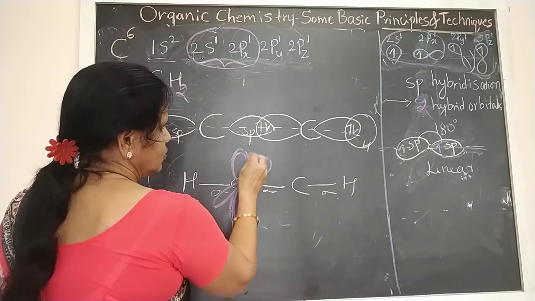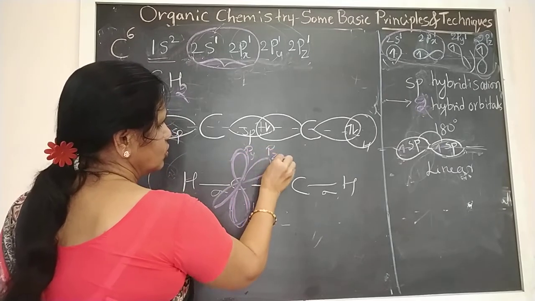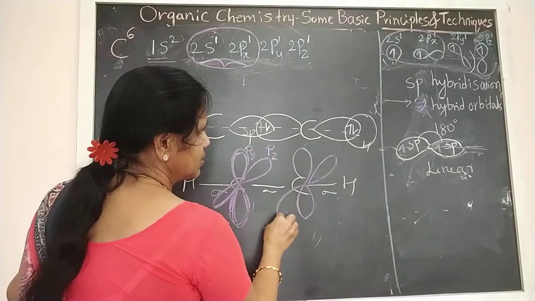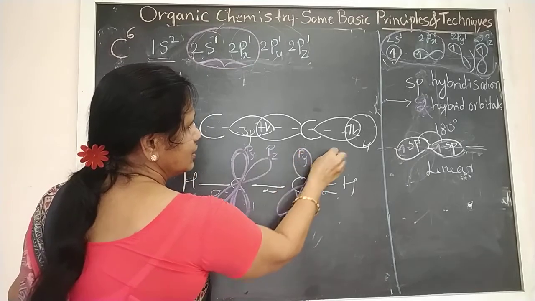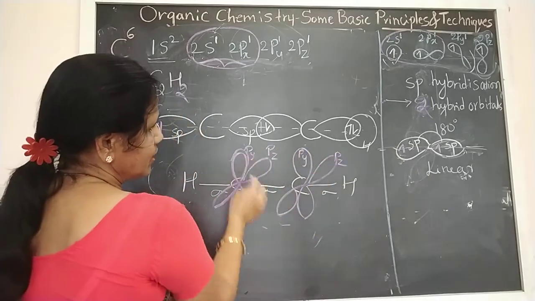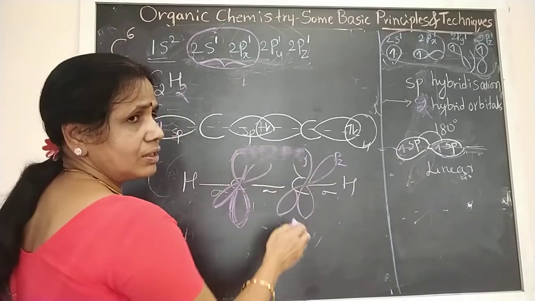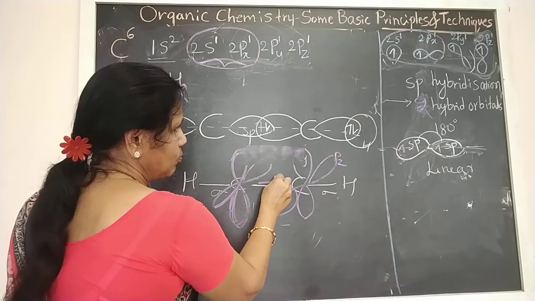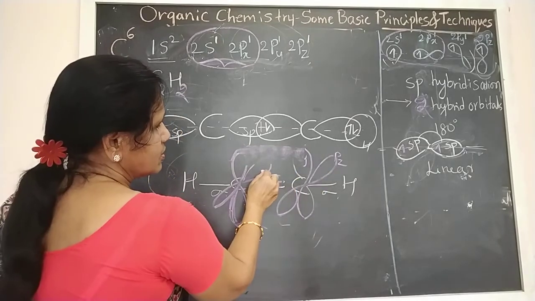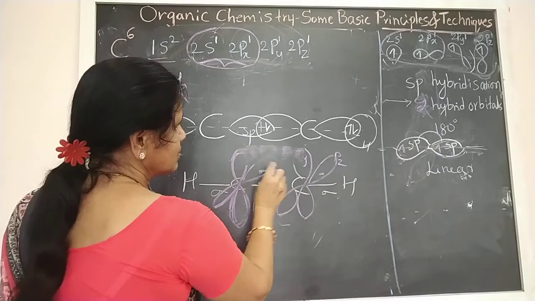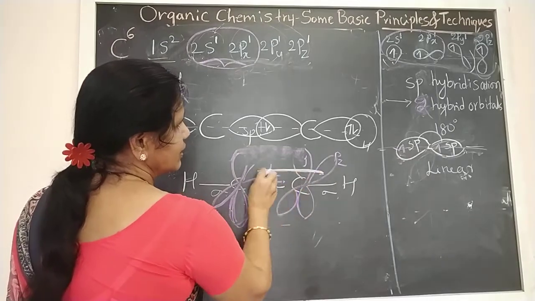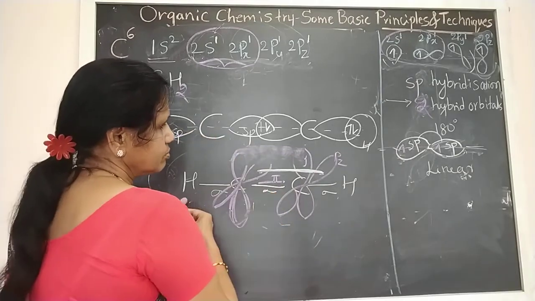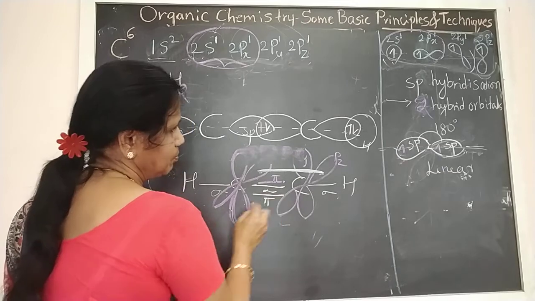So here these are the py and pz orbitals of one carbon. Again here, py and pz orbitals of the other carbon. So the py orbitals of the two carbons overlap laterally to form one pi bond. Then this pz and this other pz overlap laterally. Laterally means like this, sideways overlapping, to give another pi bond.